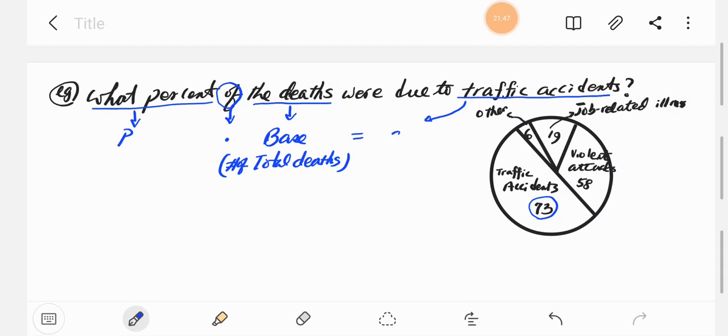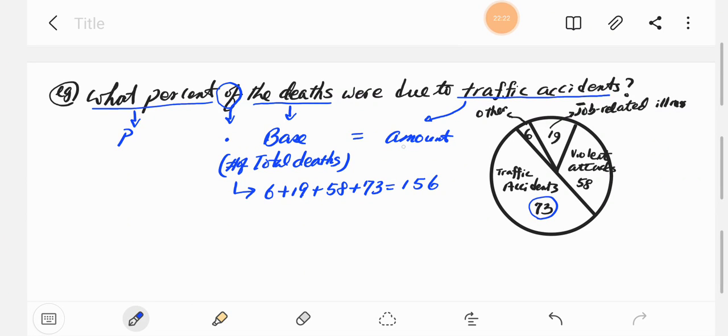So that is the amount. All right, so let's find the total number. The total number of deaths is 6 plus 19 plus 58 plus 73. So these are the deaths by these various categories. And when you add these 4 numbers, it comes up with 156.